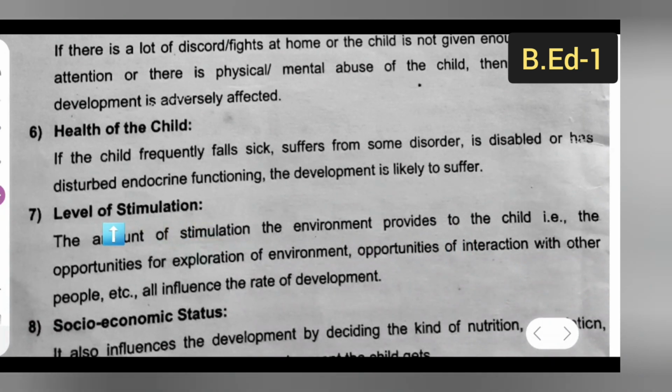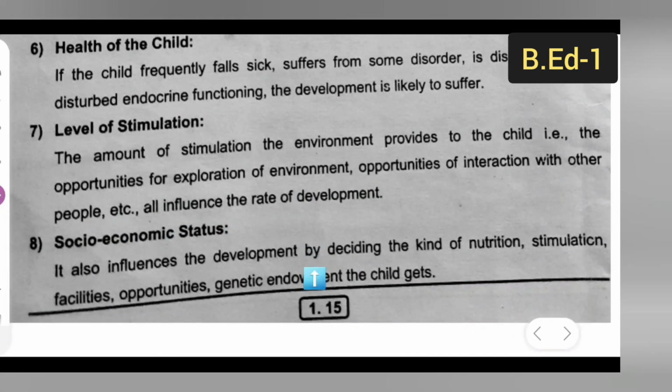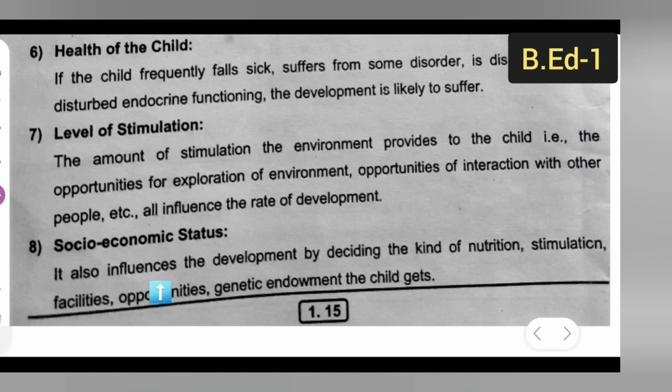Next is the level of stimulation. The amount of stimulation the environment provides to the child, that is, the opportunities for exploration of the environment or interaction with other people, etc., all influence the rate of development. Next will be the socio-economic status. It also influences the development by deciding the kind of nutrition, stimulation, facilities, opportunities, and genetic endowment the child gets.